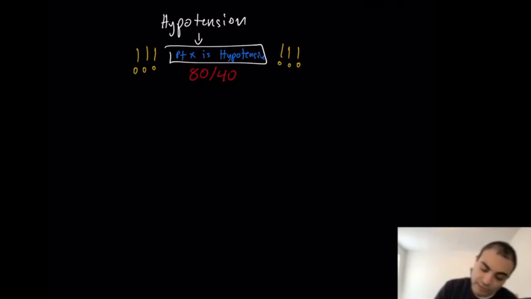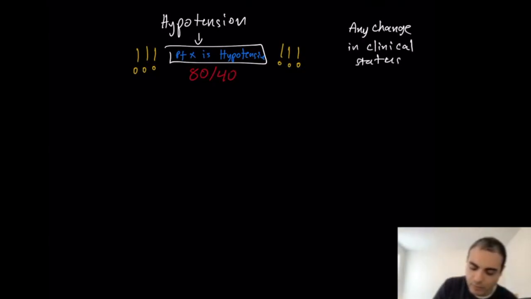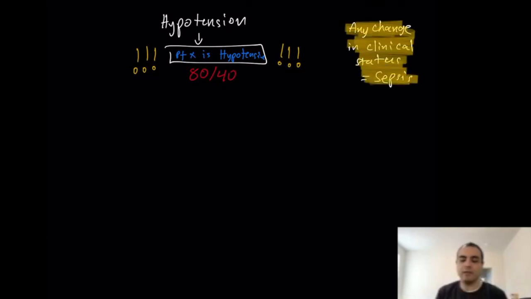Okay, so I'll just stress this: any change in clinical status equals sepsis until proven otherwise. Okay, so keep this fact in your brain as you see patients. When you're seeing a patient and there's something happening, all of a sudden a change in status, keep in your mind that there might be sepsis going on. Okay. And I'll explain to you why when we go down into the algorithm of dealing with hypotension.